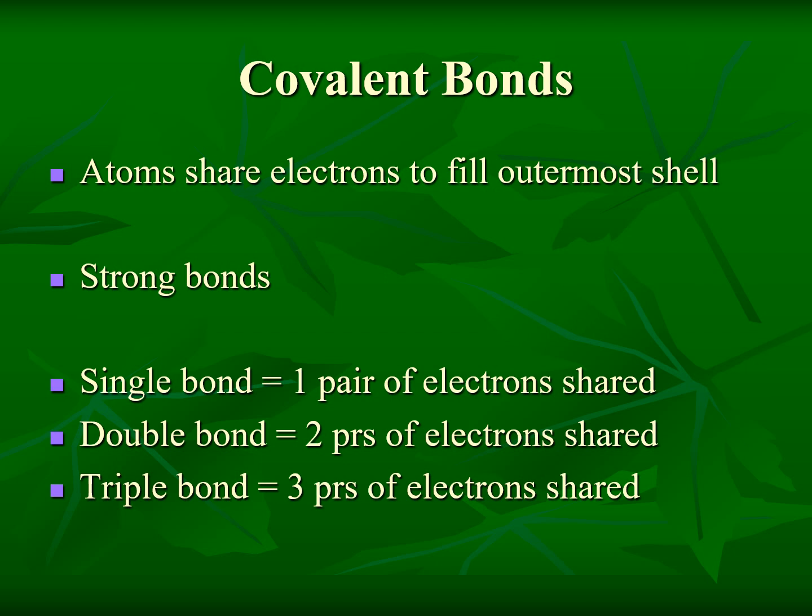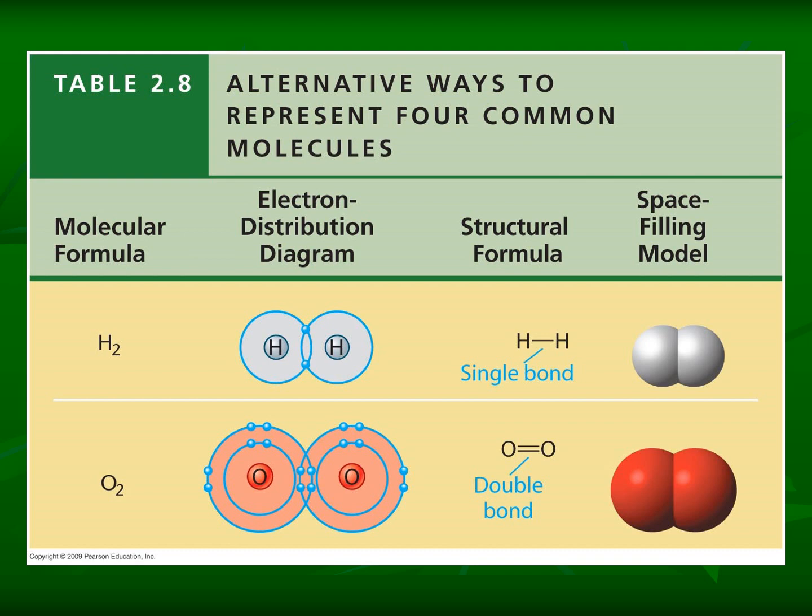If you're sharing a pair of electrons, it's called a single bond. If you're sharing 2 pairs, a total of 4 electrons, it's a double covalent bond. You could also share 3, though it's not quite as common. A triple bond is stronger than a double bond, which is stronger than a single bond. There are different ways of showing this. Hydrogen is on row 1, so it only has 1 shell. It's different from the other ones because it only has 2 electrons for maximum capacity on the shell.